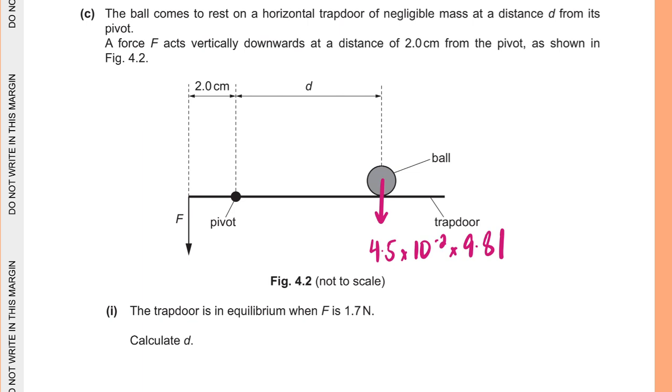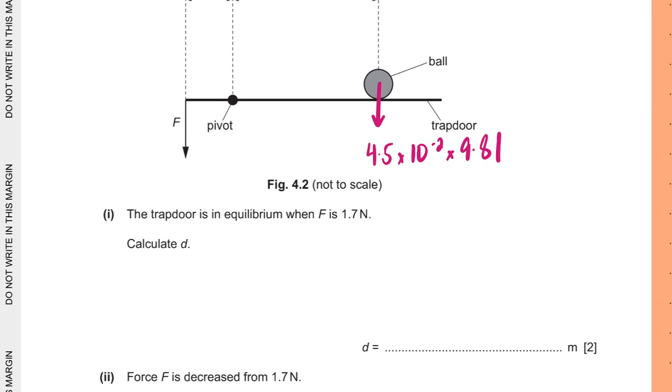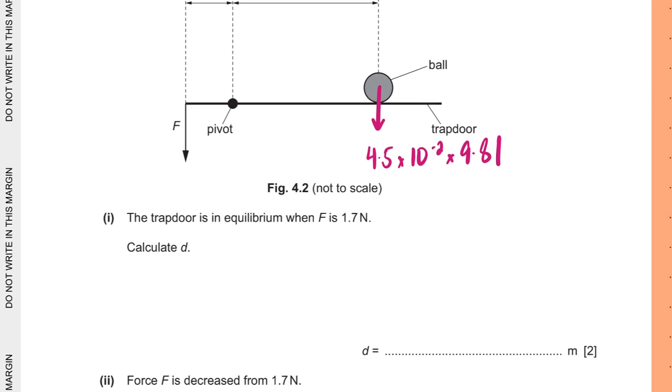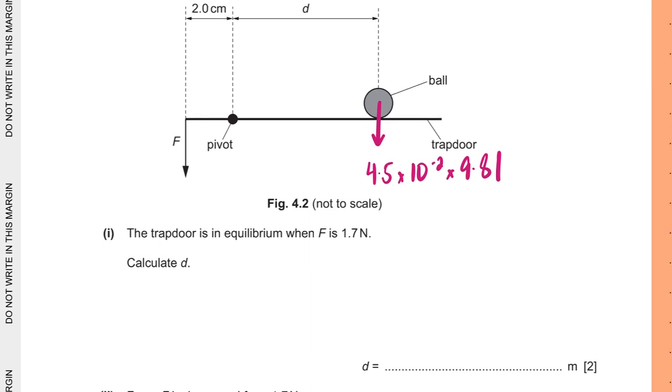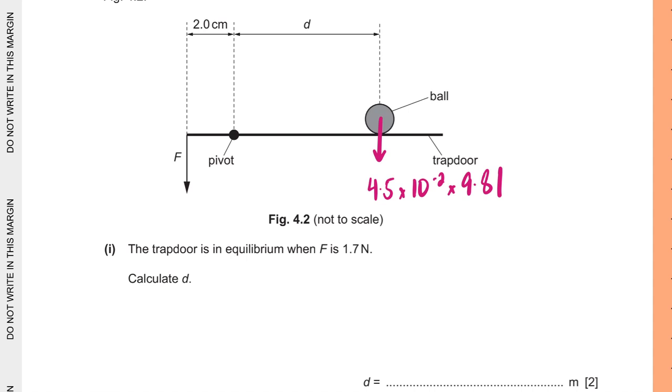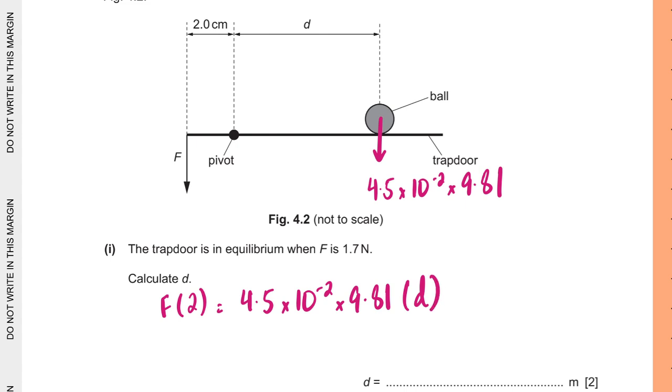The trapdoor is in equilibrium when F is 1.7, calculate d. So if it's in equilibrium, this means that I can use the principle of moments. So I'll just say that F, the force, times 2 centimeters. So F times 2 equals 4.5 into 10 to the negative 2 times 9.81. This is all the force multiplied by d. But keep in mind that because this was in centimeters, d would also be in centimeters.